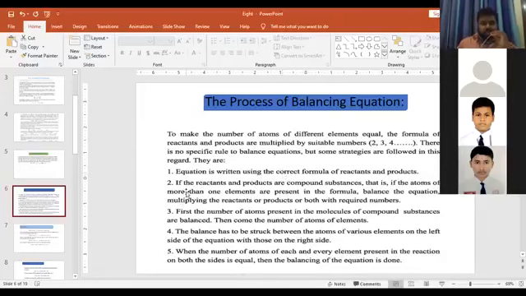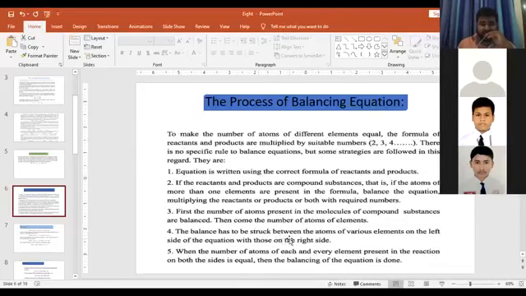Number two, if the reactants and products are compound substances, that is, the atoms of more than one element are present in the formula, balance the equation by multiplying the reactant or product with the required number. First, the number of atoms present in the molecules of compound substances are balanced. Okay. First, the number of atoms to balance korte hobe. Then come to the number of atoms of elements.